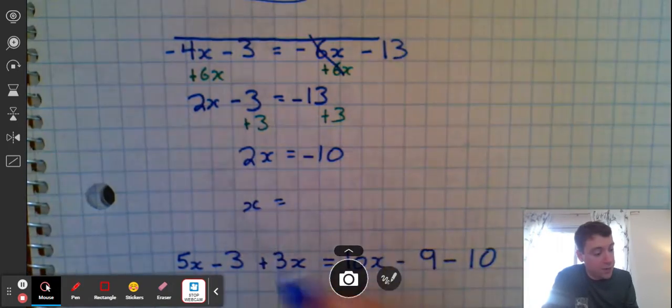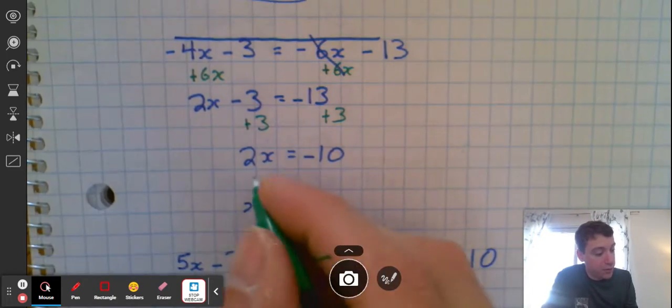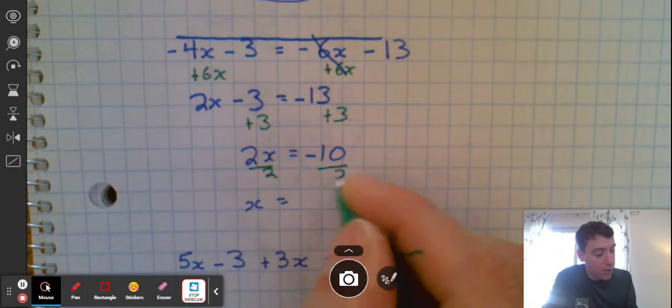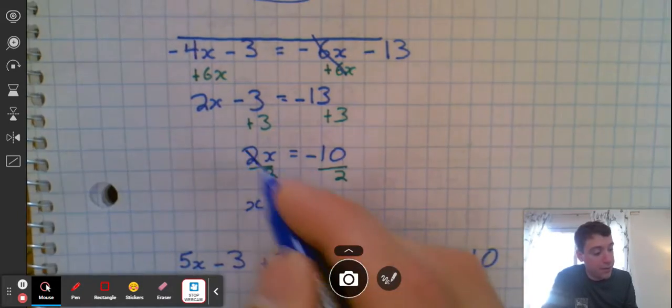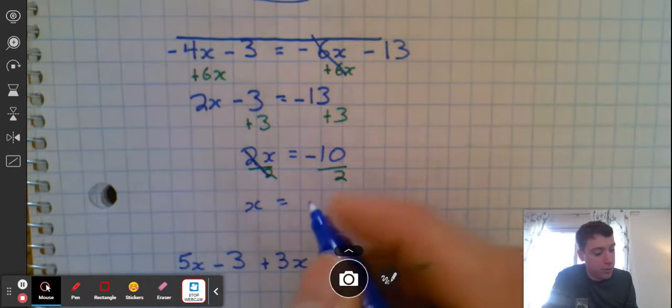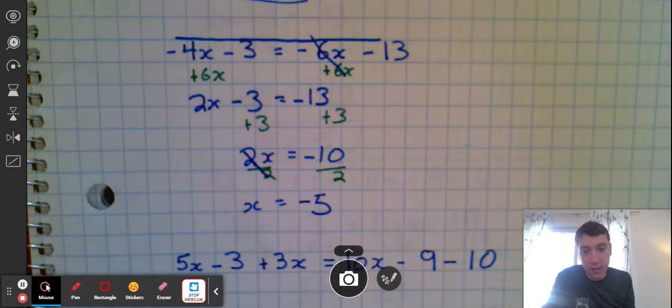Here I've got 2 times x. The opposite of times 2 is divide by 2, and I want to do that to both sides. So my final answer is negative 10 divided by 2 is negative 5.